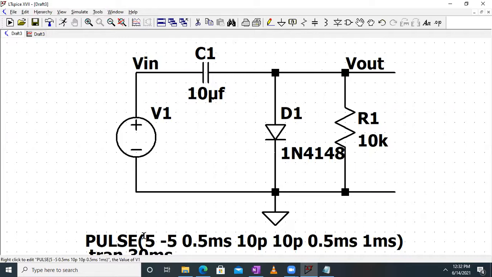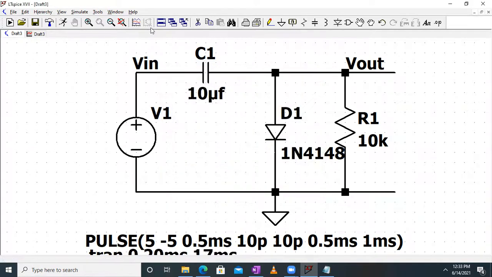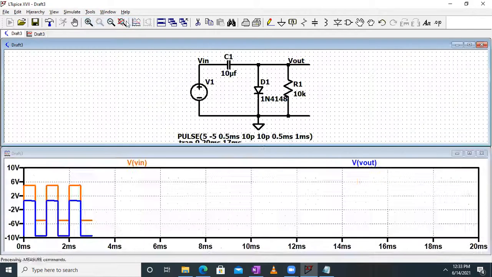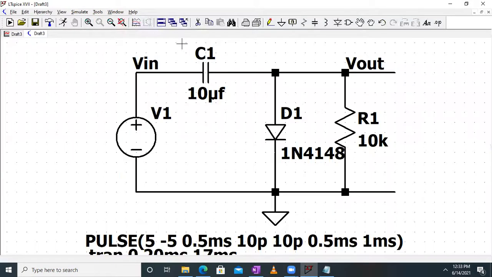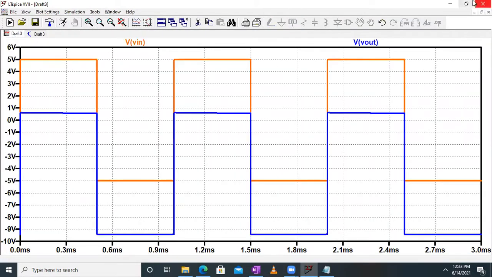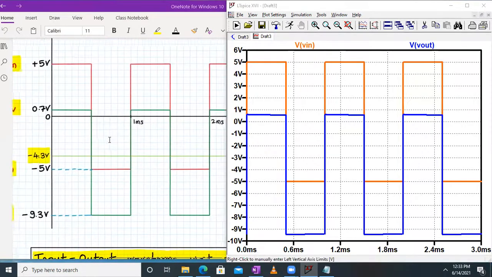Okay, so let me right click over here, go to edit simulation command, and maybe start it from around 17 milliseconds, and let me give the stop value as around, let's say, 20 milliseconds. Okay, and let me again check the waveforms. And now if you measure it, I think it will be proper now. Okay, and now we will check it one by one over here. Okay, so this is my V in and this is my V out. This is what we have achieved over here.